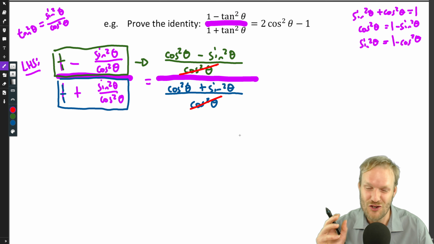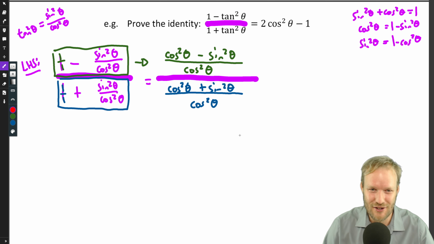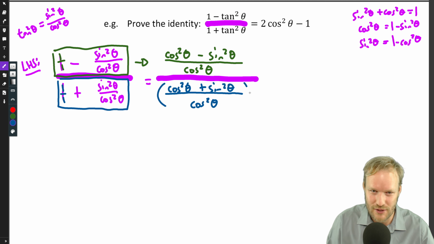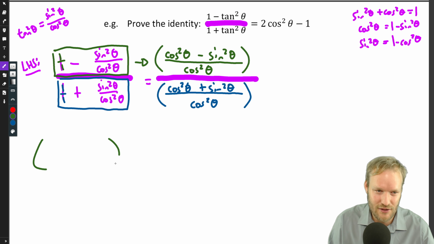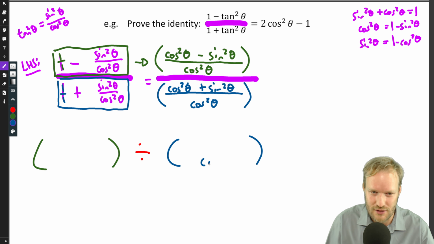But if you can see it, use that. It's really handy to see it as well. So we're dividing by this over here. So we're taking the numerator and we're dividing by the denominator, which was, blah-de-blah over cos squared theta.